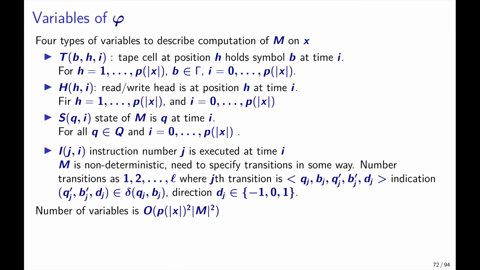Okay, so let's start with the variables of the formula. Because we are defining a Boolean formula, instead of having things like counters, we're just going to have a Boolean variable for every possible value of the counter. And we will just require that one of them would be true.